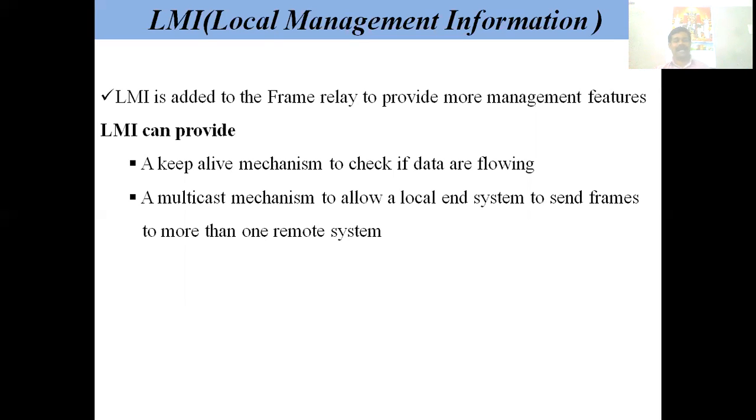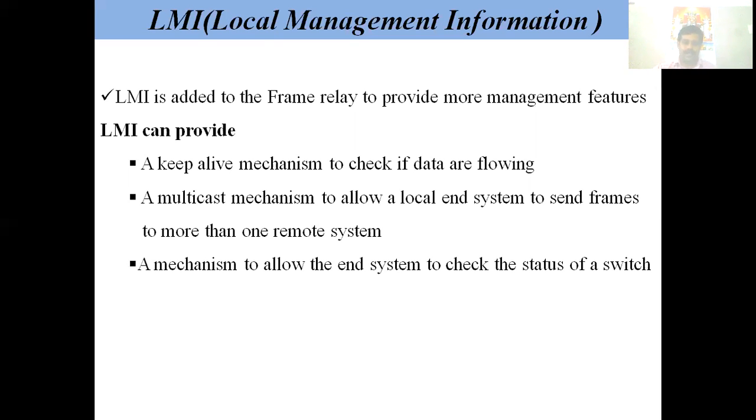Then a multicast mechanism. Multicast is nothing but sending from one sender to many receivers. So this LMI has a multicast mechanism that allows a local end system to send frames to more than one remote system. This LMI also has a mechanism to allow the end system to check the status of the switch. An end system can know about the status of the switch by using this LMI.